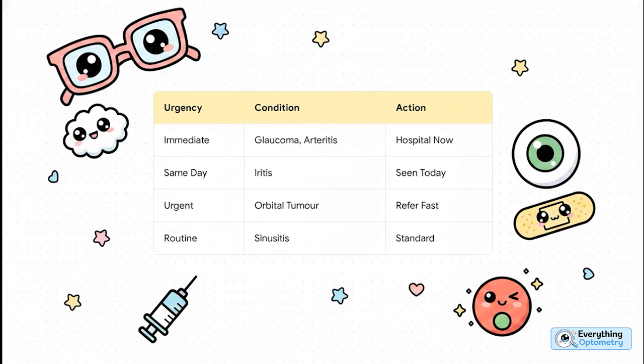Temporal arteritis or orbital cellulitis? Also red, immediate life-threatening emergencies. What about a painful red eye with a distorted pupil? That's iritis. That's an orange, an urgent referral to be seen today. An orbital tumor sits at yellow, meaning a fast-track referral within 1 week. And totally normal ocular findings with facial pain? That's a green, routine referral for something like sinusitis or a migraine.